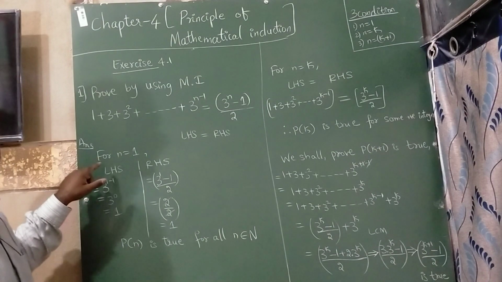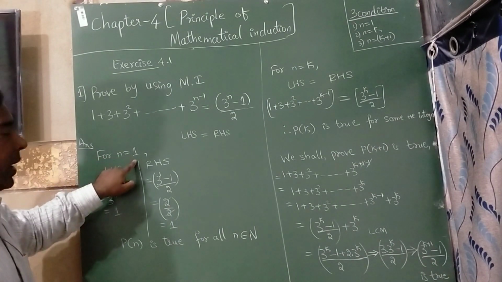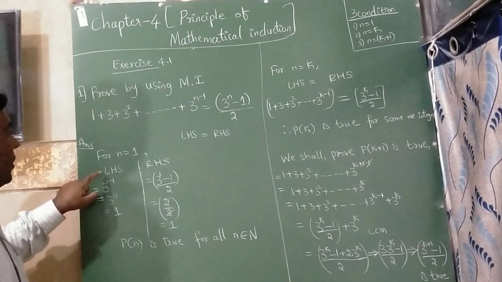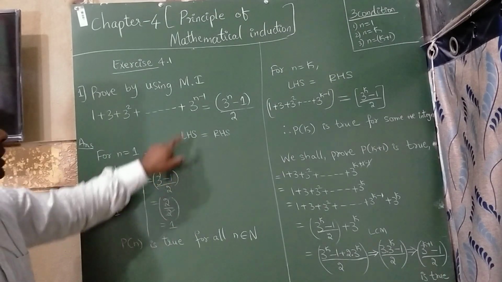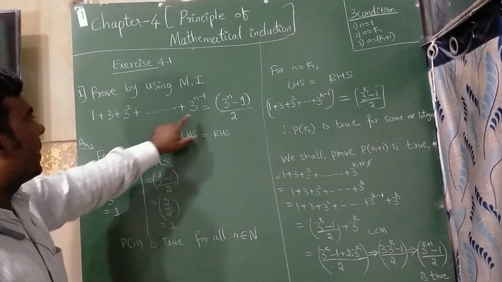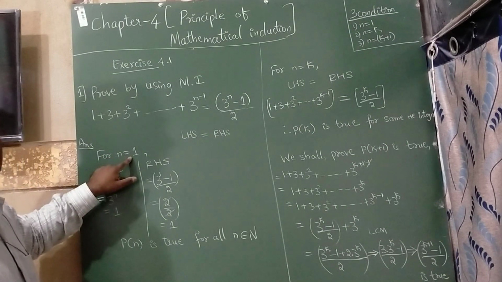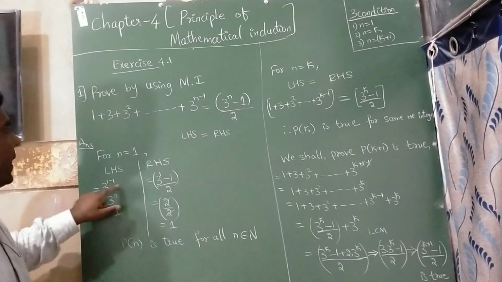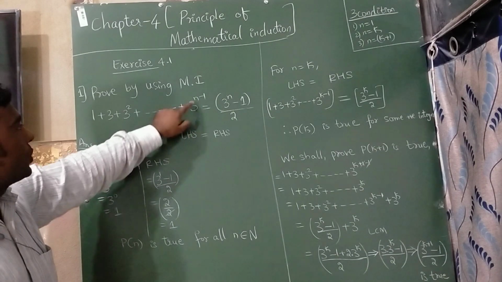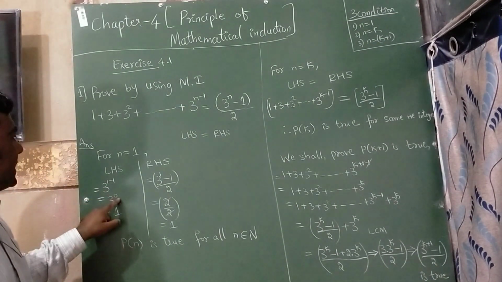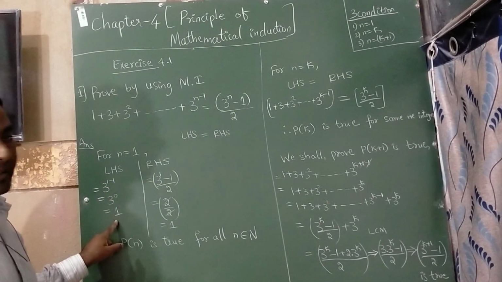So the first condition is for n is equal to 1. As I have told you, I have taken LHS and RHS. So here in the LHS part, 3 raised to n minus 1. In place of n, I am going to write 1. So 3 raised to 1 minus 1, that is 3 raised to 0, and 3 raised to 0 is 1.